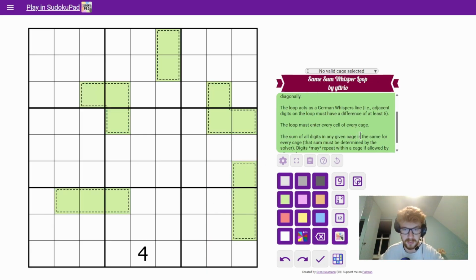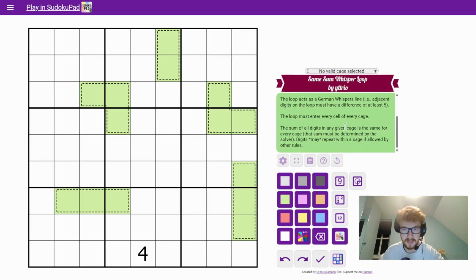And then the sum of all digits in any given cage is the same for every cage. That sum must be determined by the solver. Digits may repeat in a cage if allowed by other rules.